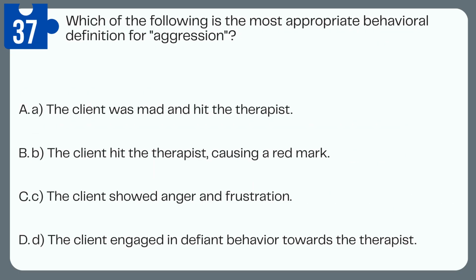Question 37. Which of the following is the most appropriate behavioral definition for aggression? A. The client was mad and hit the therapist. B. The client hit the therapist, causing a red mark. C. The client showed anger and frustration. D. The client engaged in defiant behavior towards the therapist.